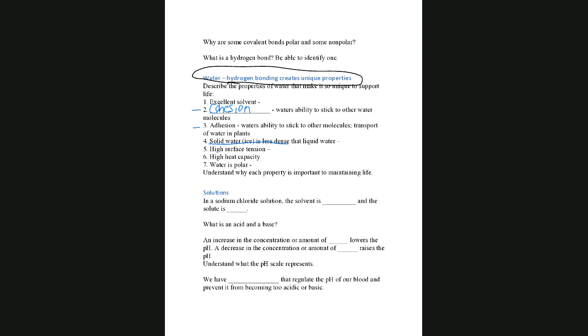High heat capacity. We are, you know, 75 or so percent water. And so this helps us to maintain our body temperature. Water resists changes in heat. Water is polar, yes. And that is part of what gives hydrogen bonding its properties, right? If it wasn't for the polarity of water, we wouldn't have hydrogen bonding. We wouldn't have all of these properties.